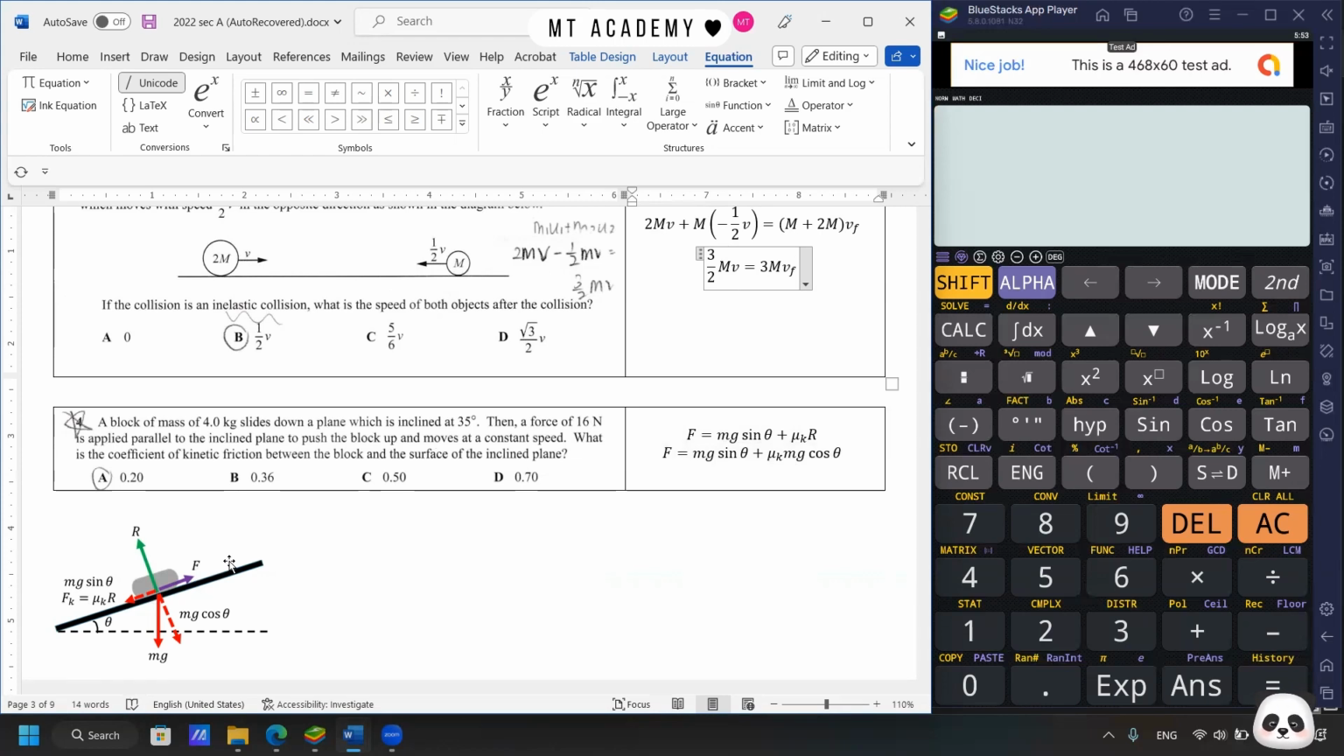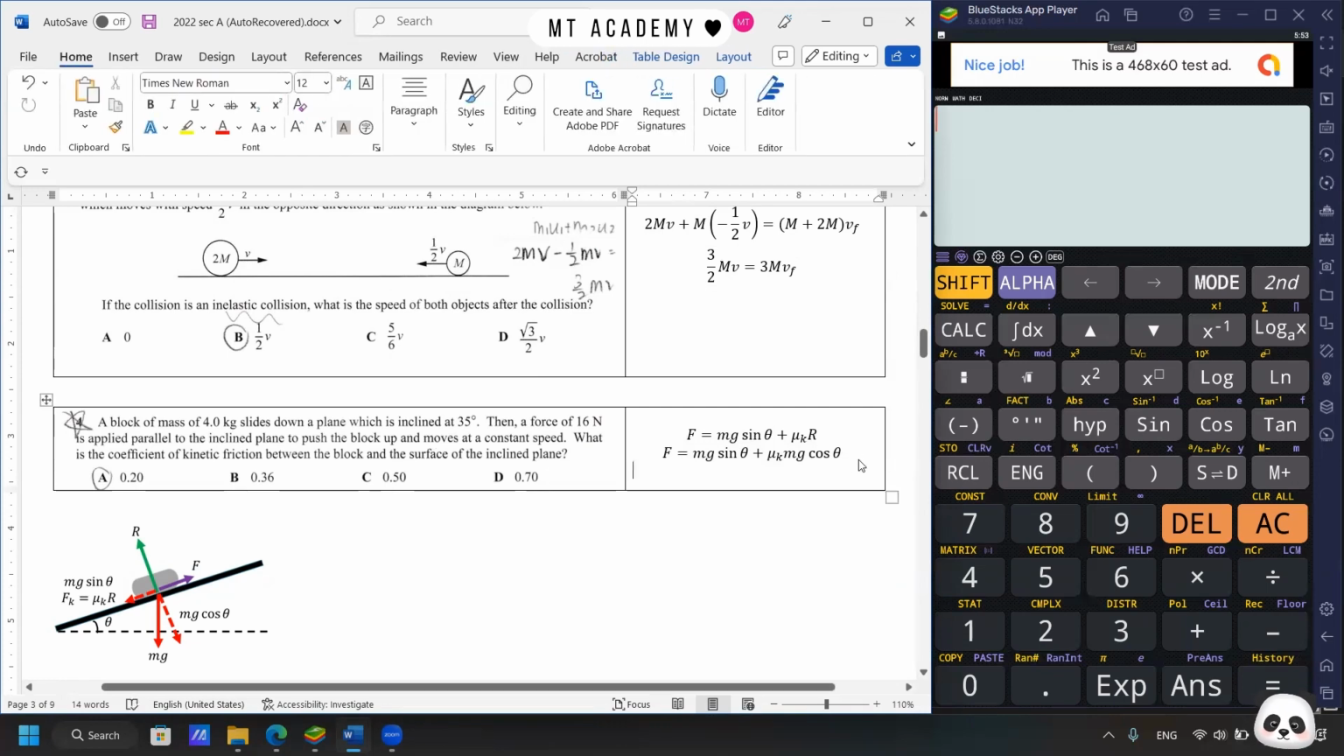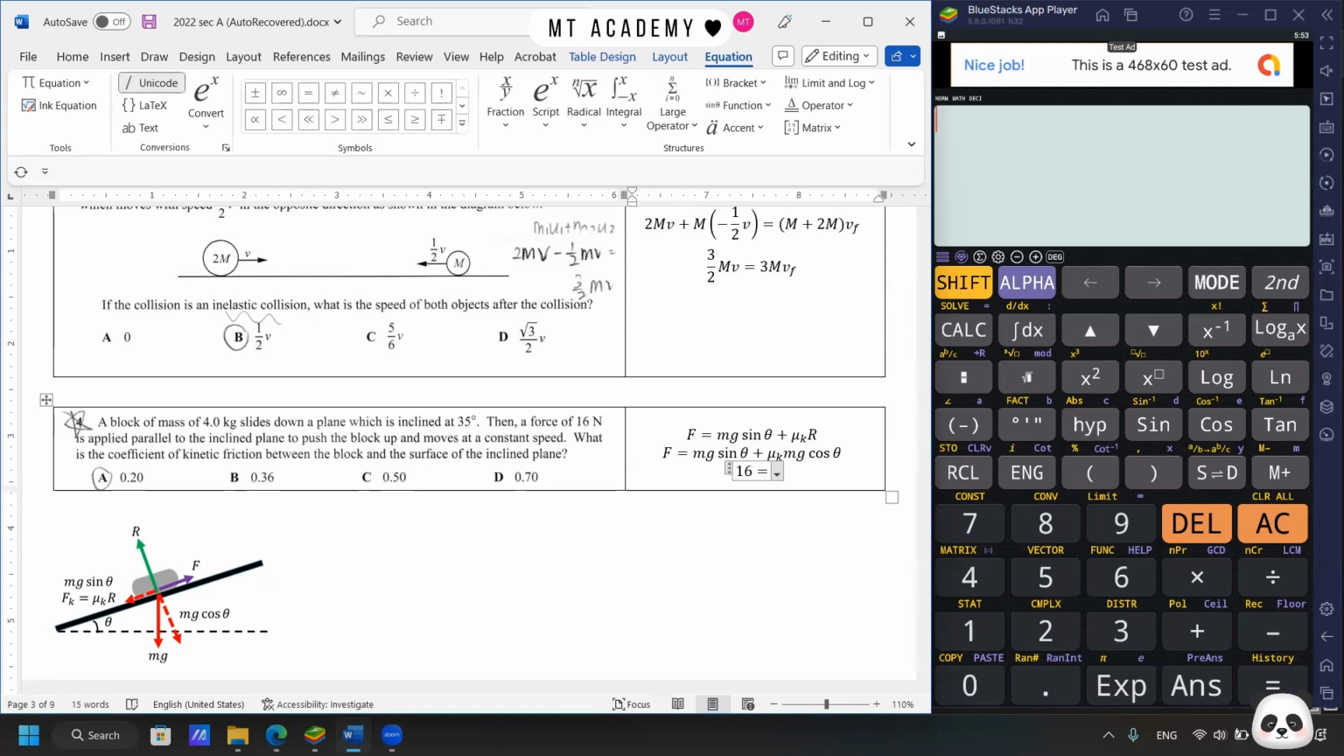But when I try to do the calculations, we get a negative value for the coefficient, which is not possible. You can try to do it on your own. We have the calculation as 16 Newton equal to mg, so 4 kg multiplied by 9.81, multiplied by sine 35, minus mu k, which is what you need, multiplied by cos 35 degrees. If you do the calculation on your own, you will get negative 0.2, somewhere around there.